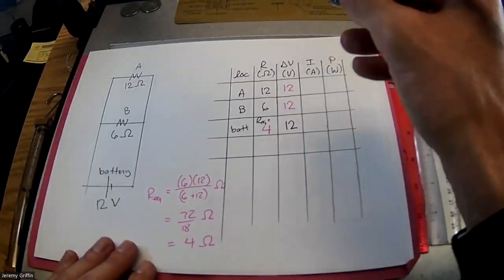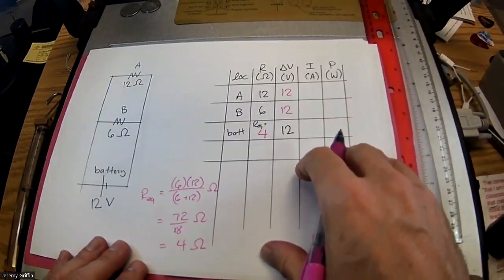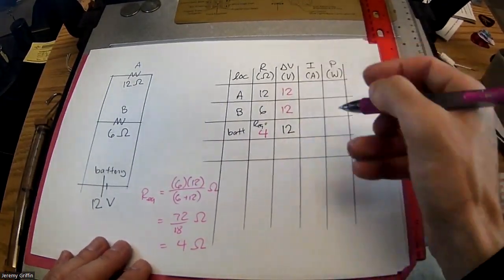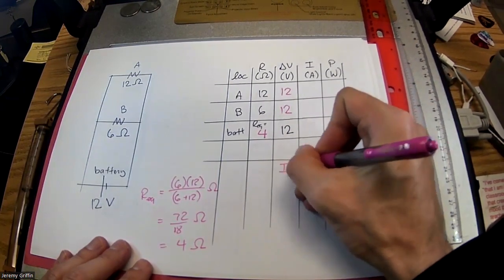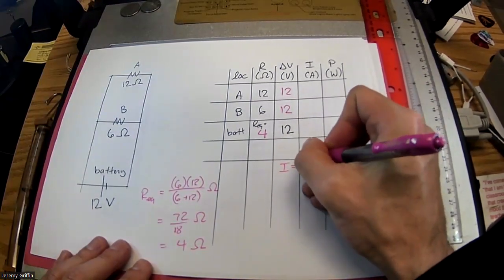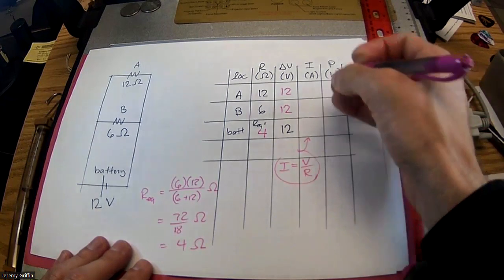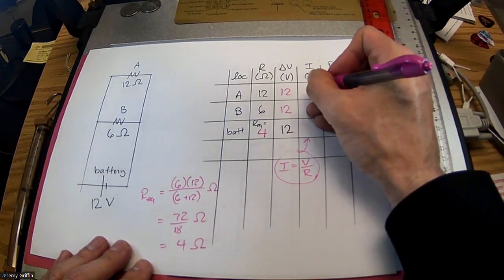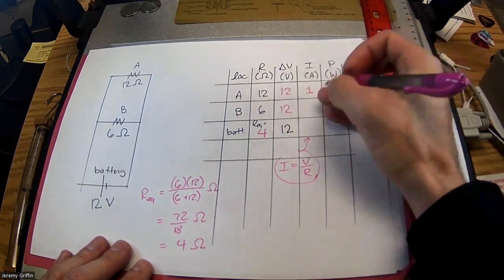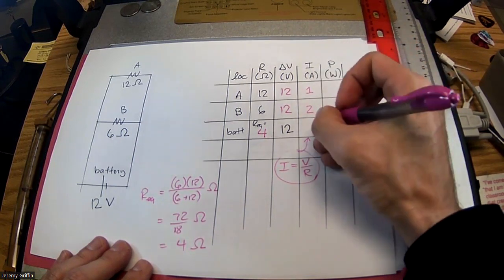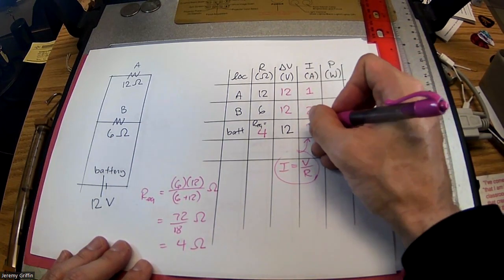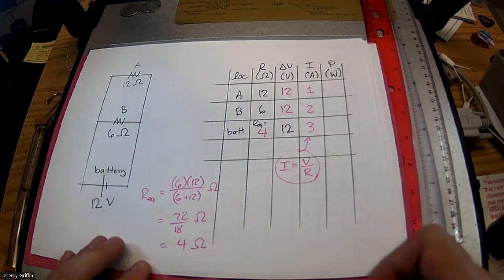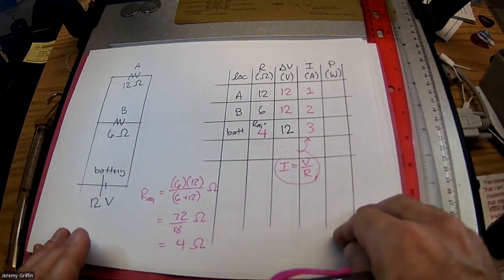Right. Now, if you make it that far, then these next two columns are pretty formulaic. We got Ohm's law, I equals V over R. So 12 volts on 12 ohms is 1 amp. 12 on 6 is 2 amps. 12 on 4 is 3 amps through the battery. Right? And look, it adds up, which follows the junction rule.